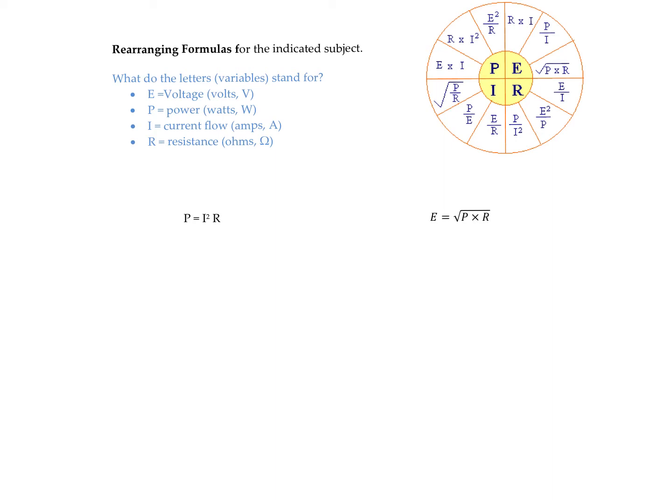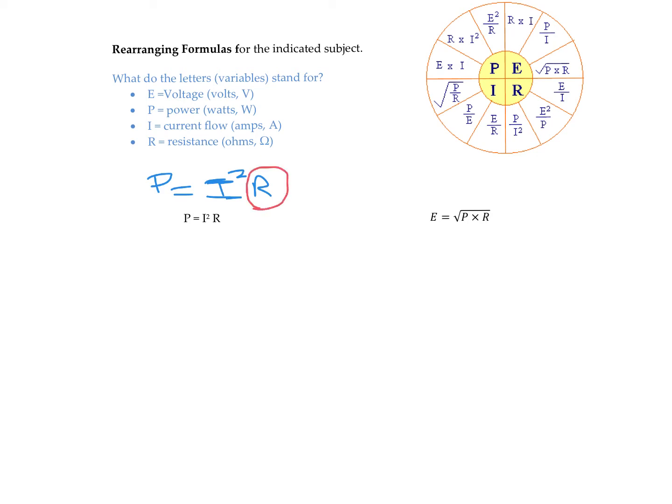Formula number 3 is another one for power, written a little bit bigger. Power is found by taking the current I squared and timesing it by the resistance. So if you know the current and the resistance, you can certainly find the power. What if you know the power and you know the current and you want to find the resistance?